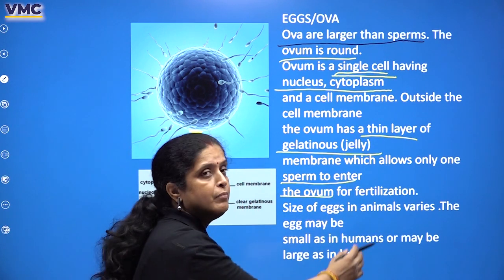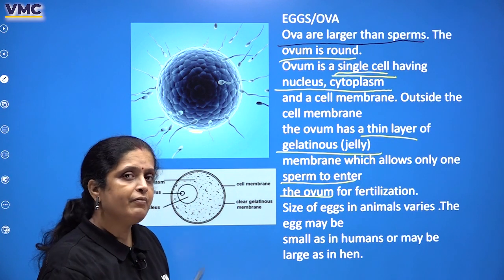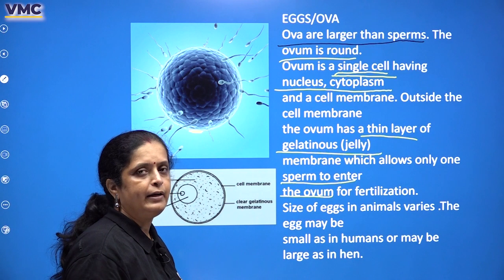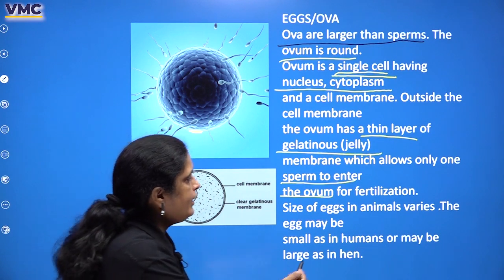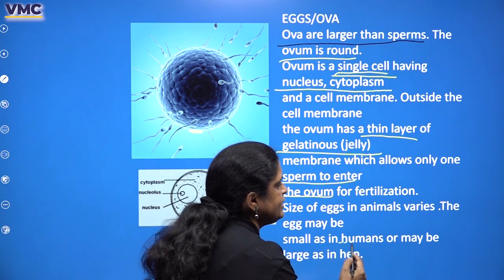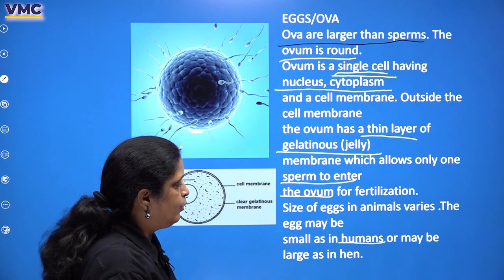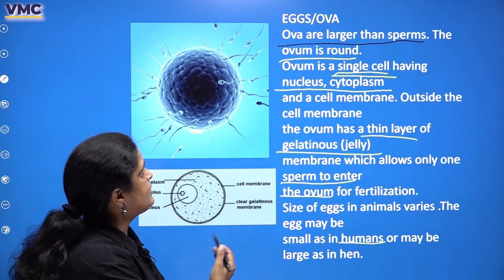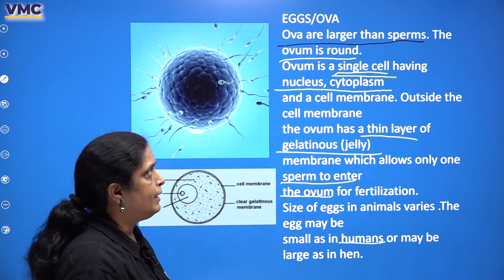Size of egg in animals varies. Now, it's not that every female animal has the same kind of ovum, right? So the humans have a very small size of ovum, but a hen has a large egg, right? So this is how a female gamete would look like.